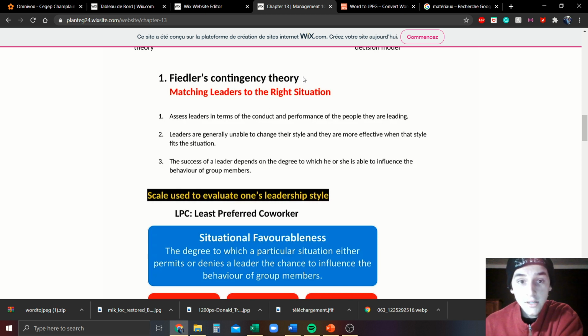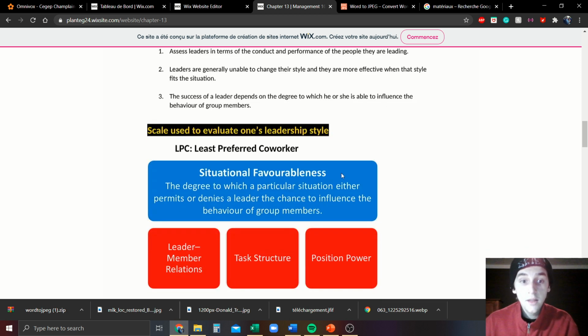So Fiedler's contingency theory, in a short way of saying it, is matching leaders to the right situation. You want to match people with the right people so they can work together very strongly and have great performance. The scale used to evaluate one's leadership style is the least preferred coworker scale.